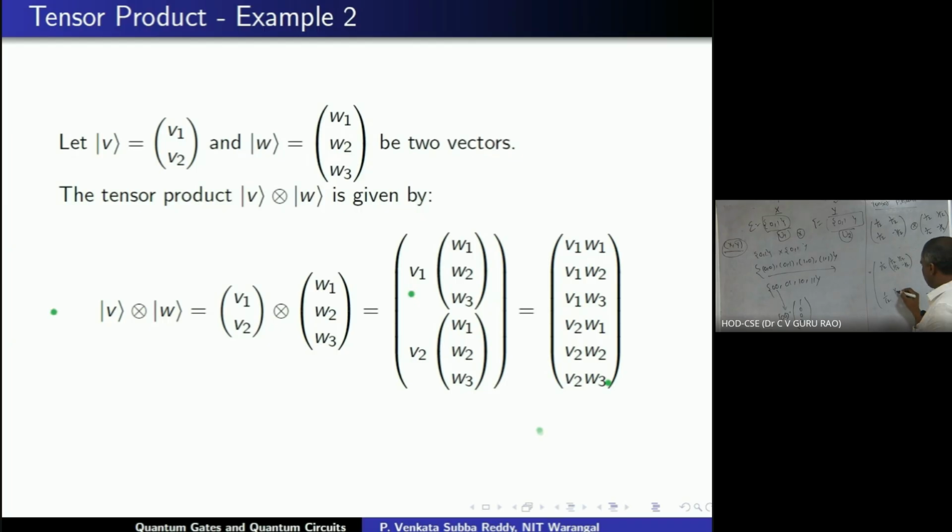So similarly here. Okay. Total, how many elements we get? 16. So the first system, it is a single qubit operation, 2 by 2 order. Second matrix, 2 by 2 order. What is the order of the resultant tensor product matrix? 4 by 4. That's what I asked.